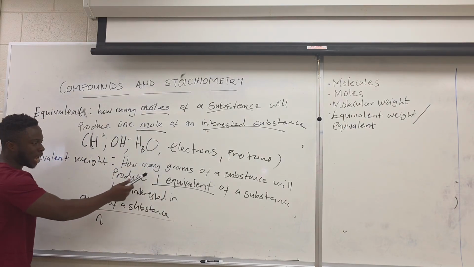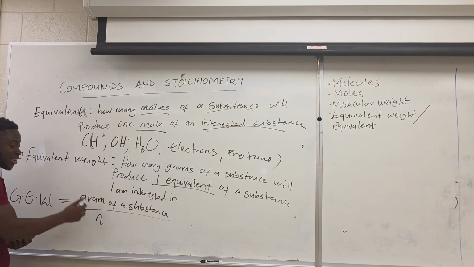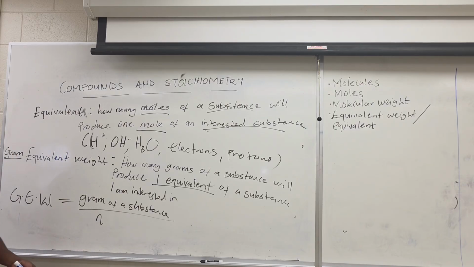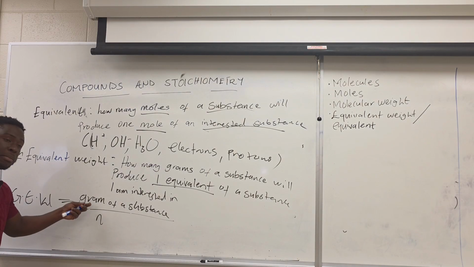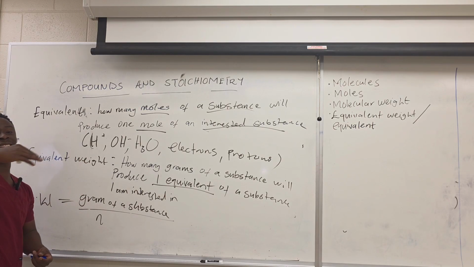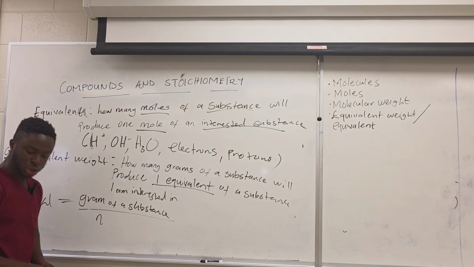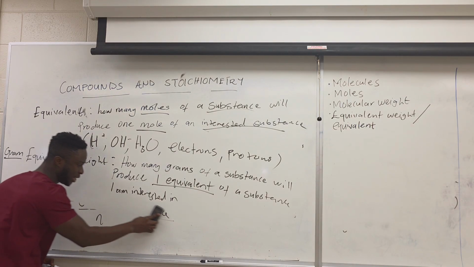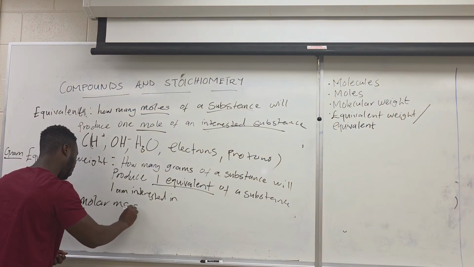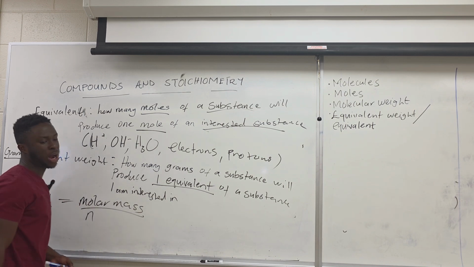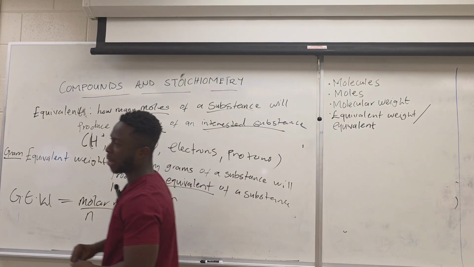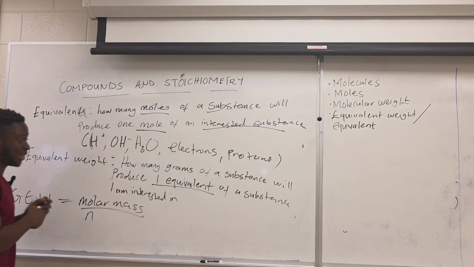And usually, since I said how many grams of a substance will produce this amount of a substance over here, right? It is usually the molar mass of the substance. Because if I have just 1 mole of a substance, its mass is just the basic molecular weight of the substance. So I could change this whole definition to be the molar mass divided by n, where n is the equivalence, right? Or where n is the particle that I am interested in. In other words, the equivalence.